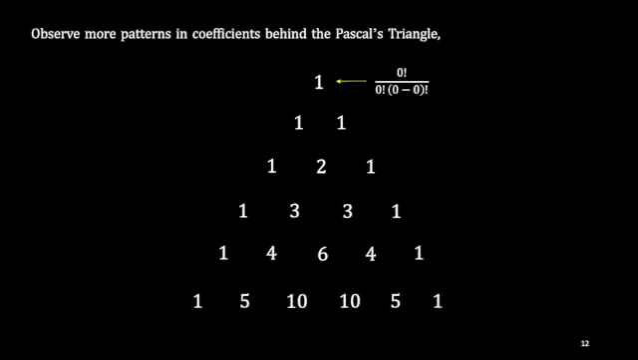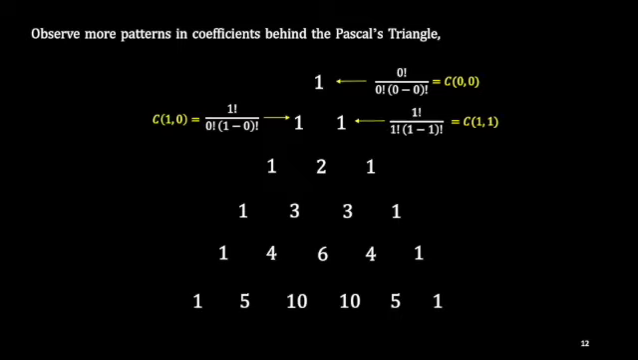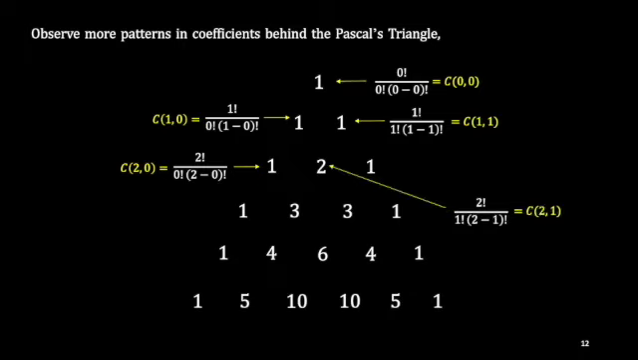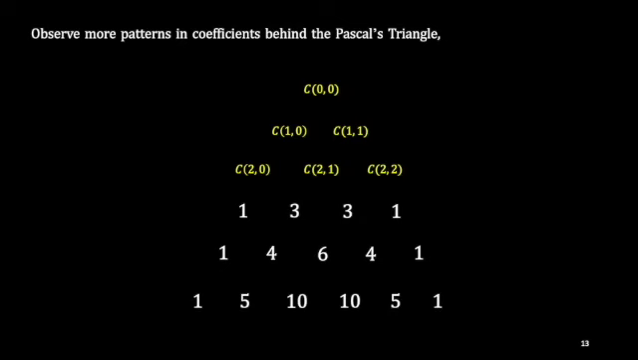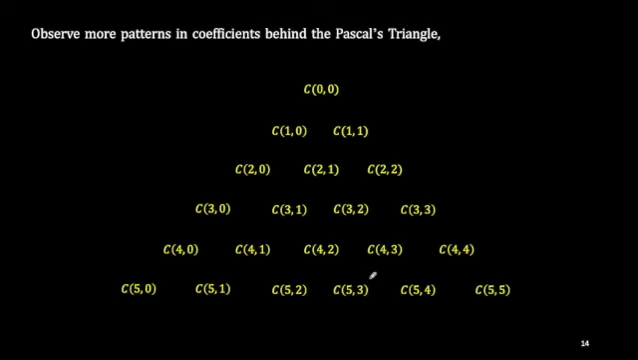The first one, sa pinakatuktok, ay pwedeng isulat as C of 0, 0 or 0 taken 0 at a time. Ang 1 sa part na to ay pwedeng isulat as 1 taken 0 at a time, 1 taken 1 at a time, 2 taken 0 at a time, 2 taken 1 at a time, 2 taken 2 at a time. And pwede natin siyang i-substitute sa mismong location ng bawat numbers na yon. And here are the other numbers.